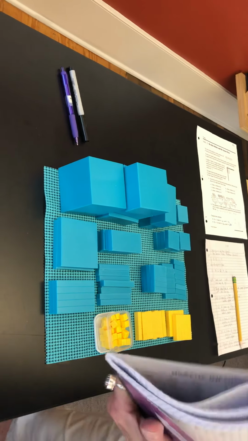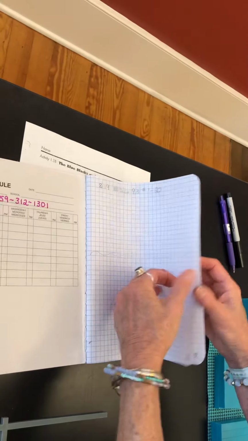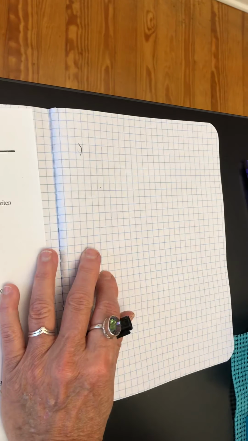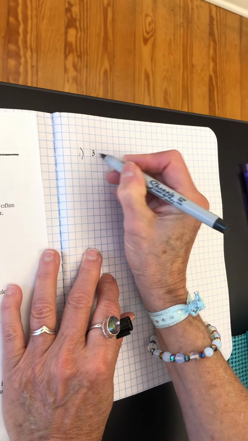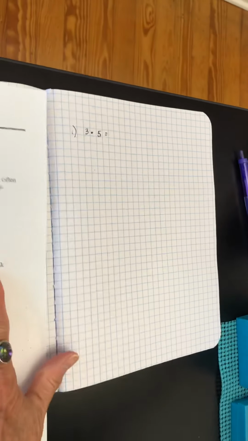So in my composition book, I guess I'll write this since I didn't open it up first. Let me do this. So if you would go ahead and label your page with the lab gear. And the first problem that we're going to do here with the yellow material is 3 times 5. Just so that we get some practice with using the constants here.